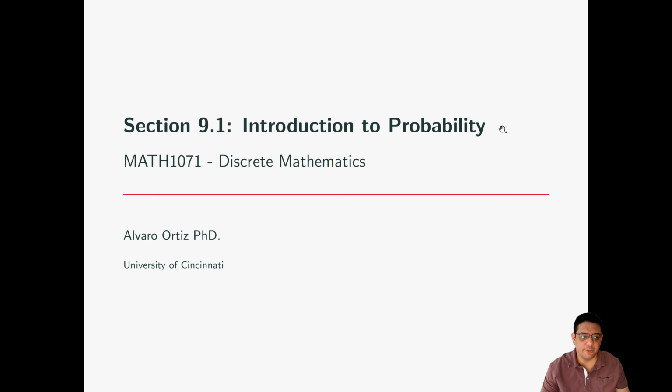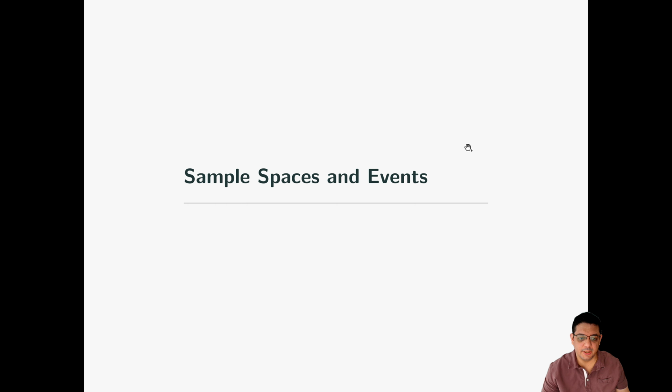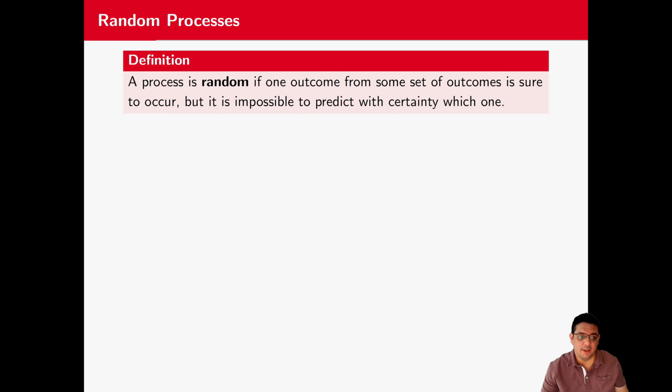In this video, we're going to go over section 9.1, Introduction to Probability. So first, let's define what a sample space and an event are. A process is called random if one of the outcomes from a certain set of outcomes is sure to occur, but it's impossible to predict with certainty which one.